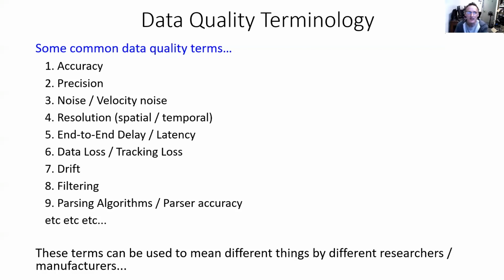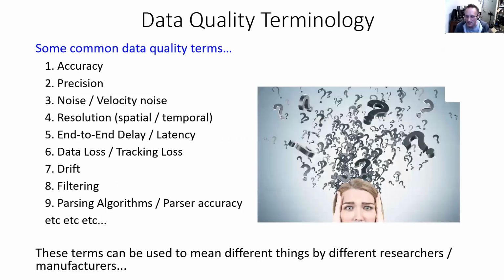The most confusing thing is that there are no rote definitions of all of these things. Different people, different researchers, and even different manufacturers can use these terms to mean slightly different things or use them in slightly different ways. And that can easily lead to a state of confusion.